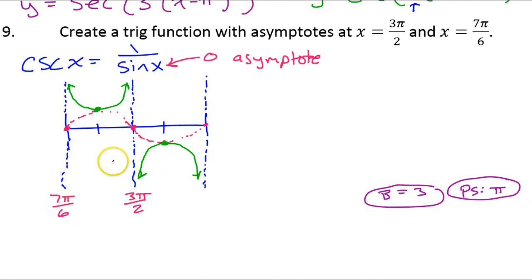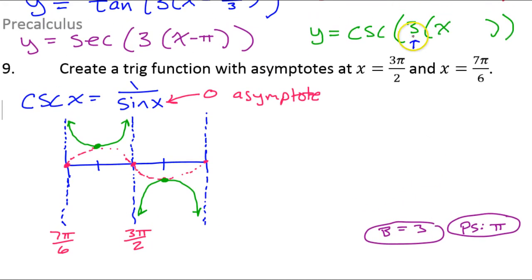Now, it just occurred to me that it does matter. I shouldn't have said that the b value is automatically 3, because that could change depending on whether I pick 3 pi over 2 to be my middle asymptote, or whether I pick 3 pi over 2 to be the asymptote at the very end. That's going to affect the b value. So I do have to think about it and recalculate it.